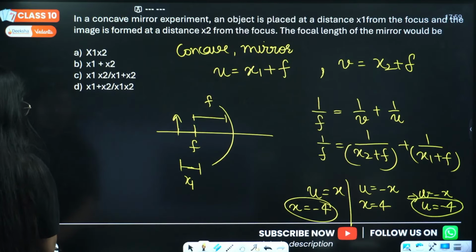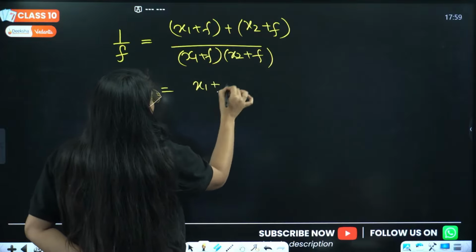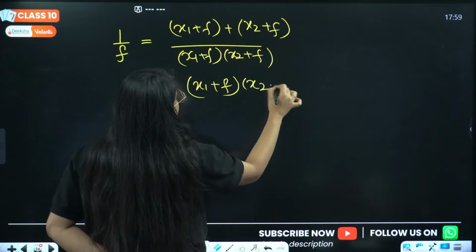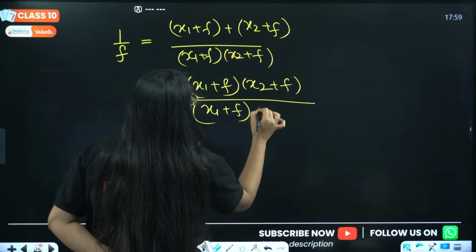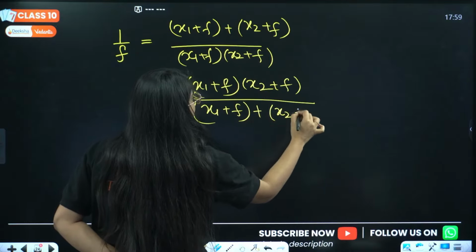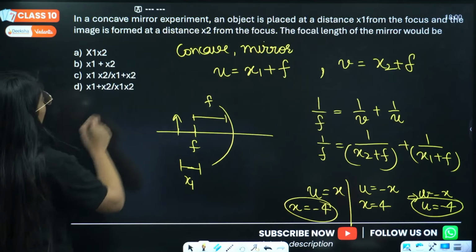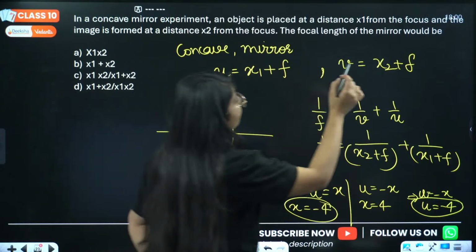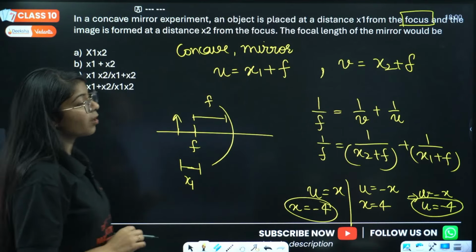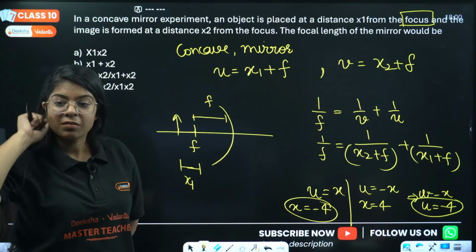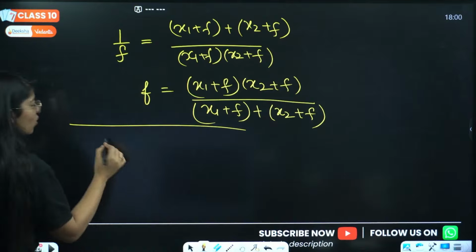Okay, let us move on. I think f will be here, x1 plus f and x2 plus f, and it will be very difficult for you to separate this f from this whole equation. It will get quadratic, and also maybe the distance is not from the focus, but from the principal axis, the pole. Okay, if the distance is from the focus, then it is fine.